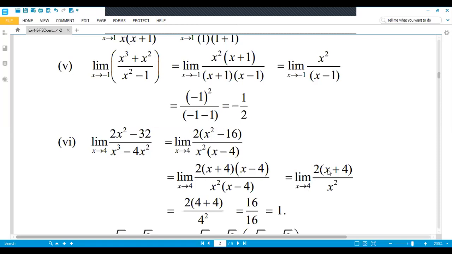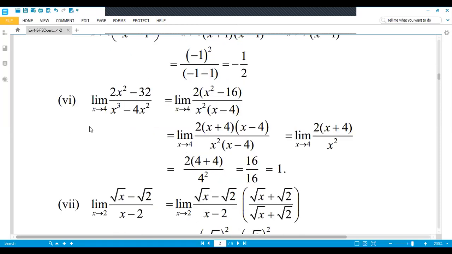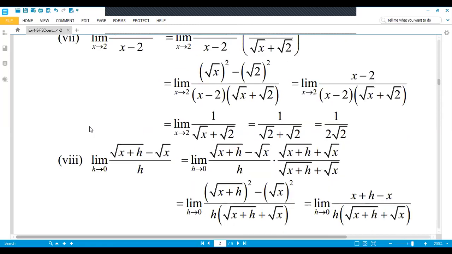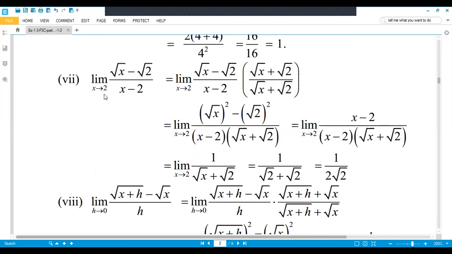So in place of x you put 4, 2 into 4 plus 4, and in the denominator 4 square, x square, 4 square. So 4 plus 4 is 8, 8 times 2 is 16, and in the denominator 4 square is 16. So 16 divided by 16, answer is 1. Now come to the next part. Next part is limit x approaches to 2, under root x minus under root 2 divided by x minus 2.